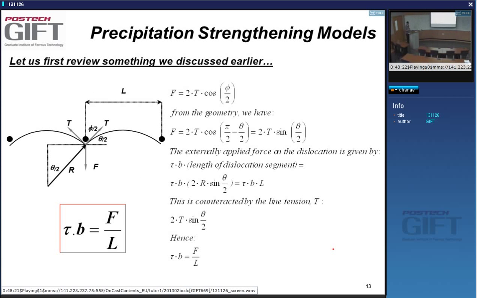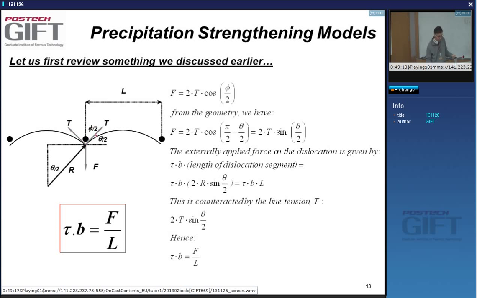So first of all, what we're trying to do is what you always try to do when you are considering strengthening mechanisms, you basically look at this graph. This is just a review of something we discussed earlier. You look at the dislocation, which is held up at these obstacles. And in this case, these obstacles are not solute atoms, but they are precipitates. And again, the precipitates withhold the dislocations from moving. And this force is balanced by the line tension of the dislocation.